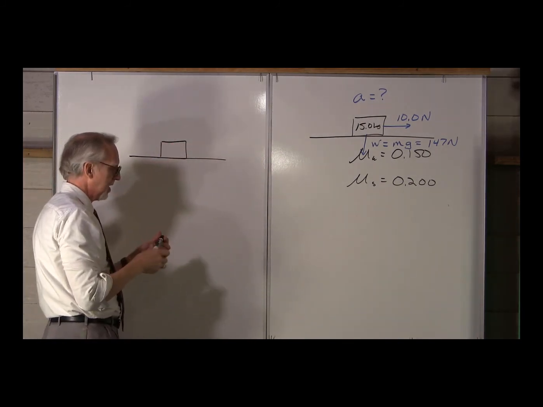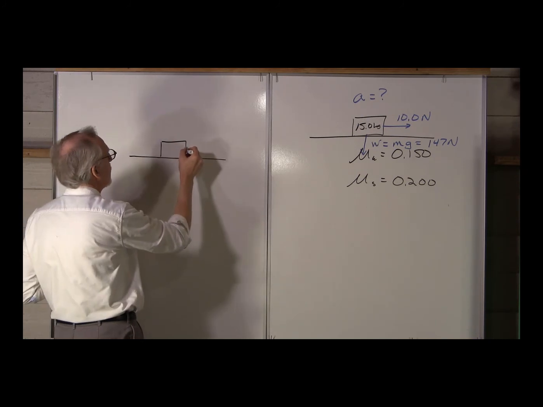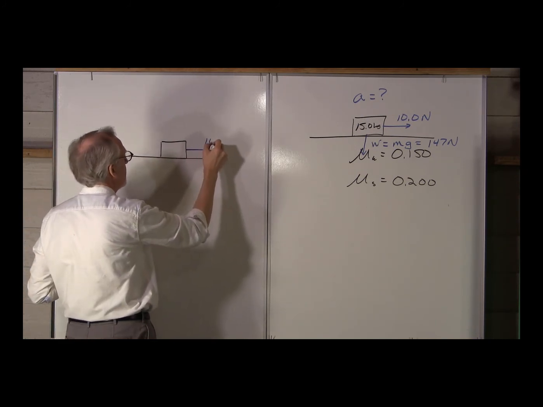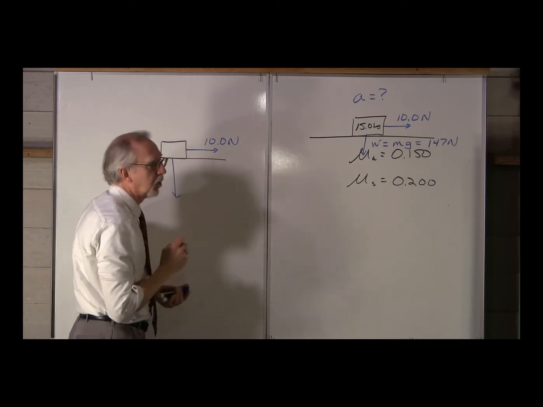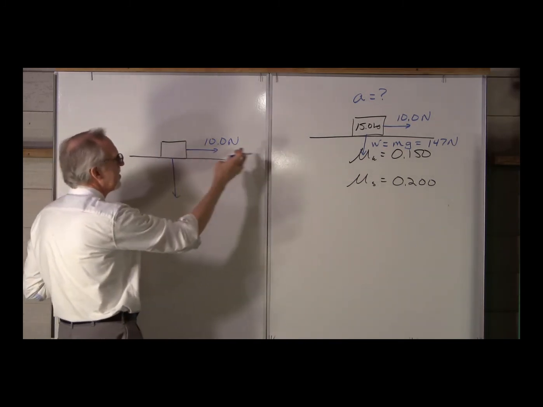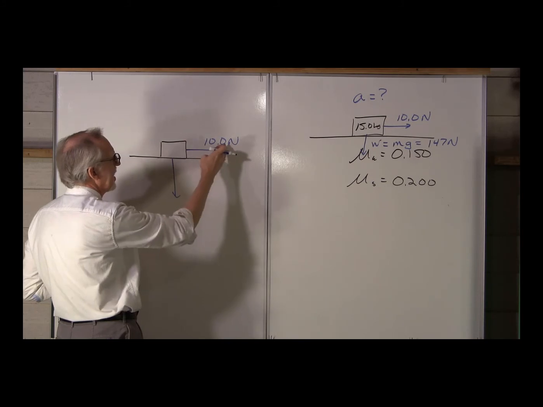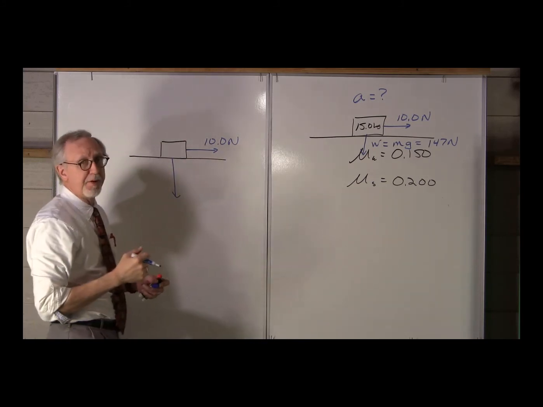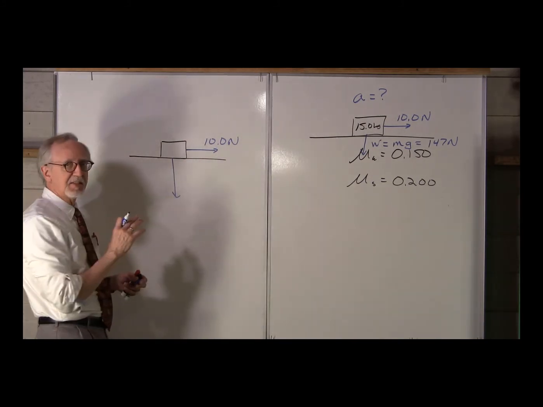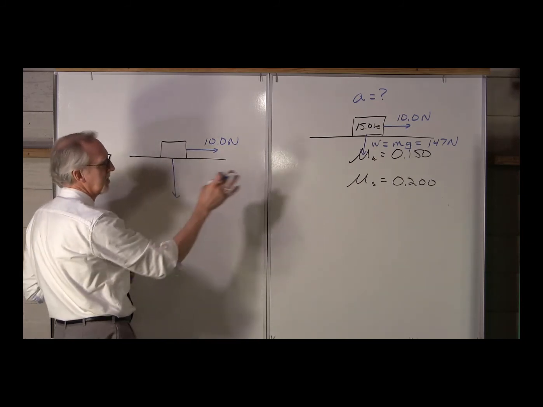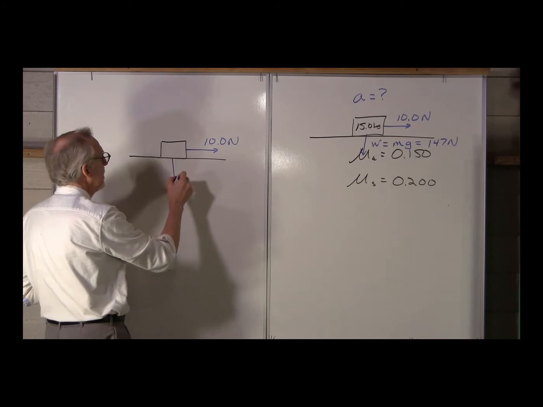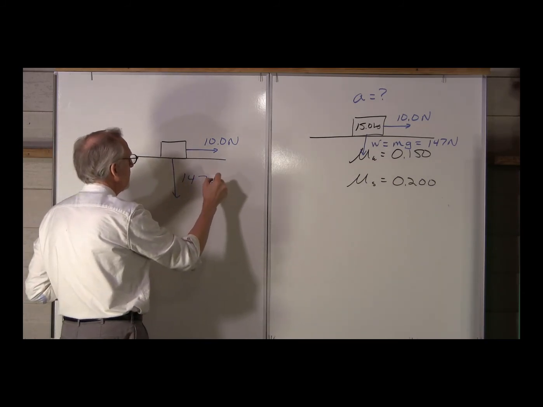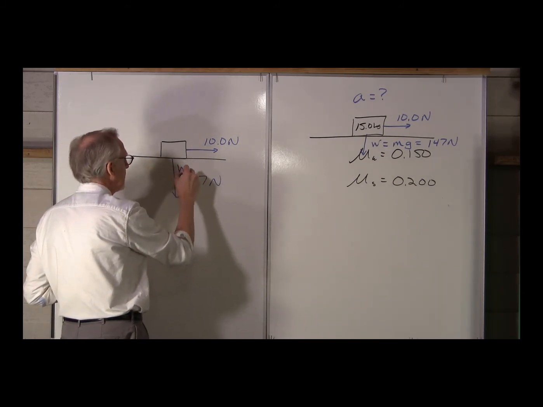What forces are there? We've got a 10 Newton force pointing this way. We've got a 147 Newton force pointing down. These are not exactly to scale. This one would have to be 14.7 times longer than that one. So they're not to scale, so try and keep in mind that we need to think about the numbers rather than necessarily how long the vectors are. 147 newtons, that's the weight.